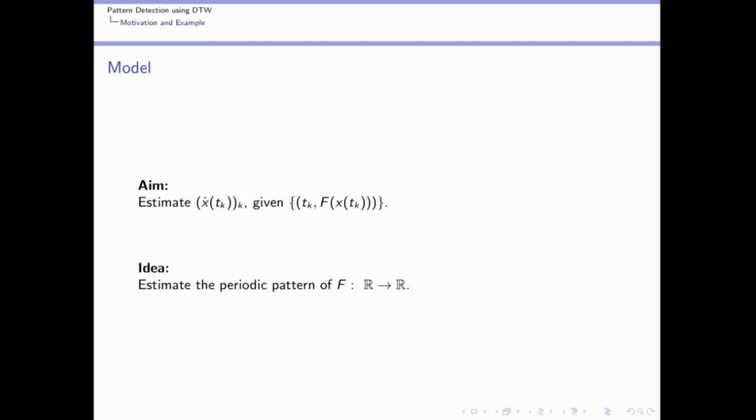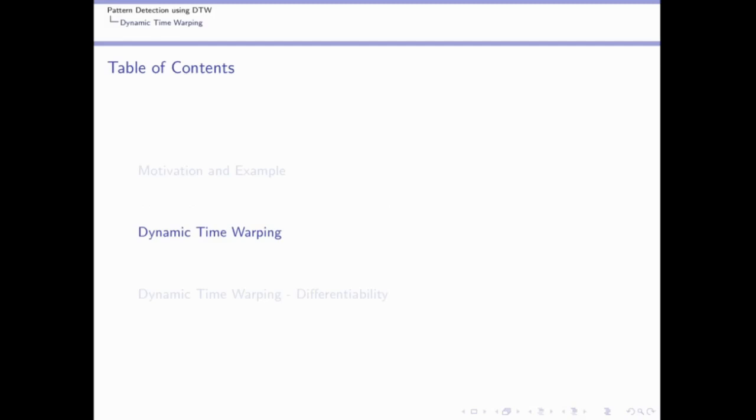And so actually our aim is to study the velocity of the vehicle, so the first derivative of x, given only the observations. And our first idea was to look for a periodic pattern present in F, and a natural notion which comes up in such a case is the dynamic time warping discrepancy, which we move to.